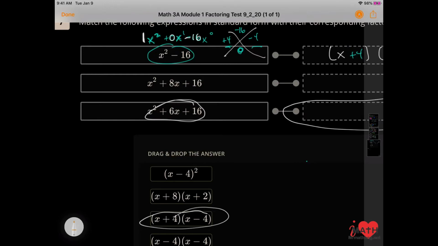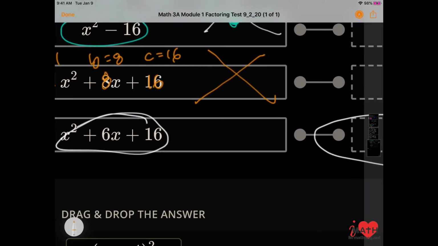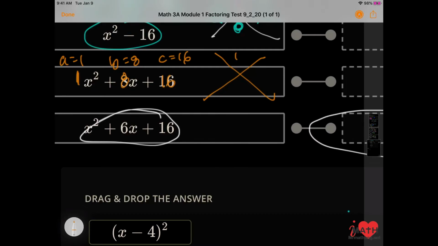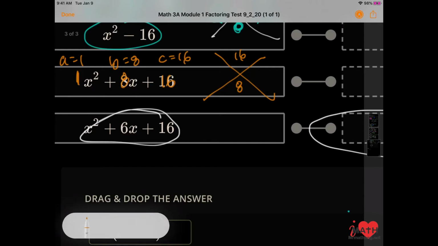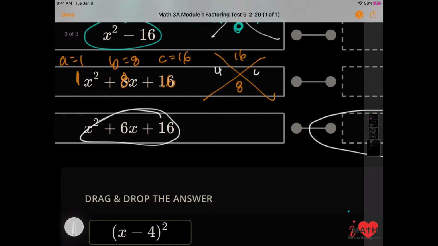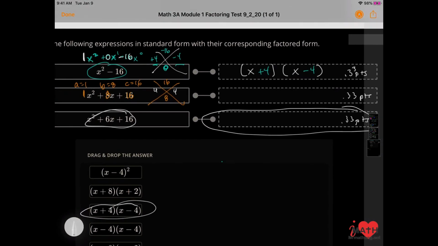This one is, again, you're just going to identify your A, B's, and C's. So A is 1, B is 8, and C is 16. Let's do this X method. And I have A times C, which is 16, and my B value is 8. And two numbers that multiply to 16 but add to be 8, they're going to be a 4 and a 4. Okay, so those are positive 4s, right?